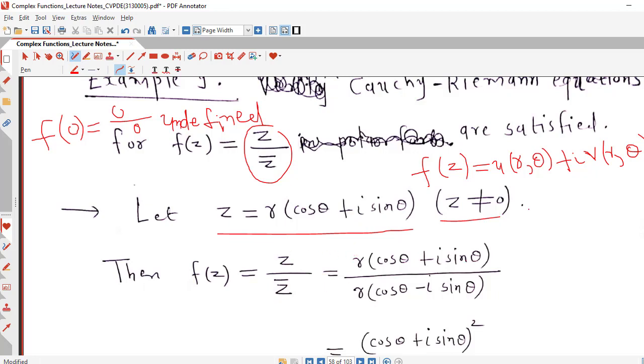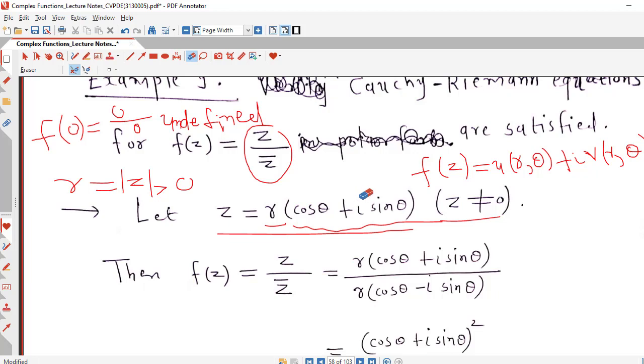So if we put the value of z here, it is r into cos theta plus i sin theta, and the conjugate of z is the conjugate of r into the conjugate of this. Now r is a positive real number, it is the modulus of z. So the conjugate of r is r itself, because it is a positive real number, and the conjugate of cos theta plus i sin theta is cos theta minus i sin theta.